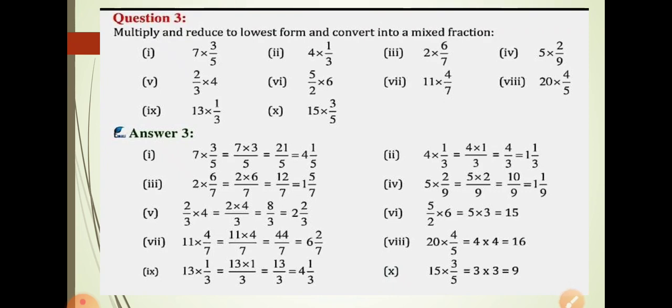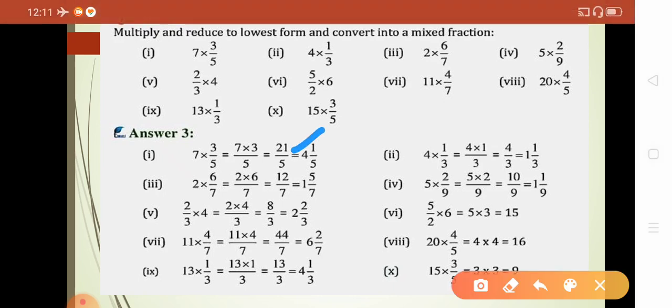Multiply and reduce to the lowest form and convert into a mixed fraction. That means if you get an improper fraction, you have to convert that into a mixed fraction. So first is 7 multiply 3 by 5. What you have to do? You have to multiply the numerator with the whole number. So 7 3s are 21, 21 by 5. Then we will divide 21 by 5. So 4 and 1 by 5 is our mixed fraction.